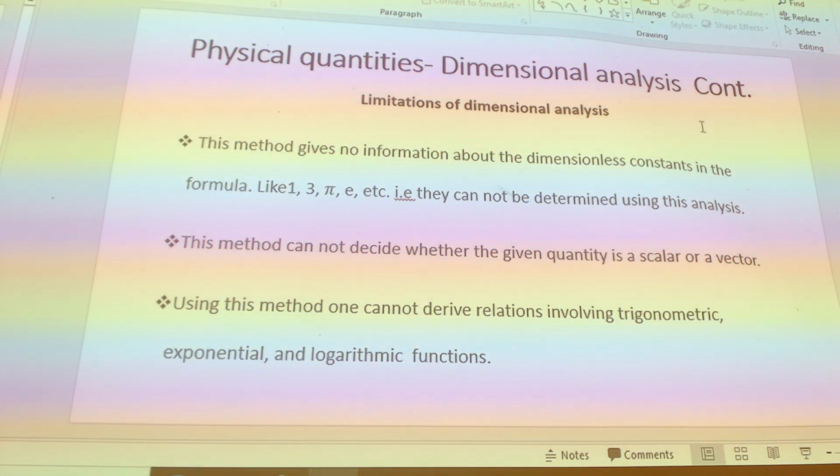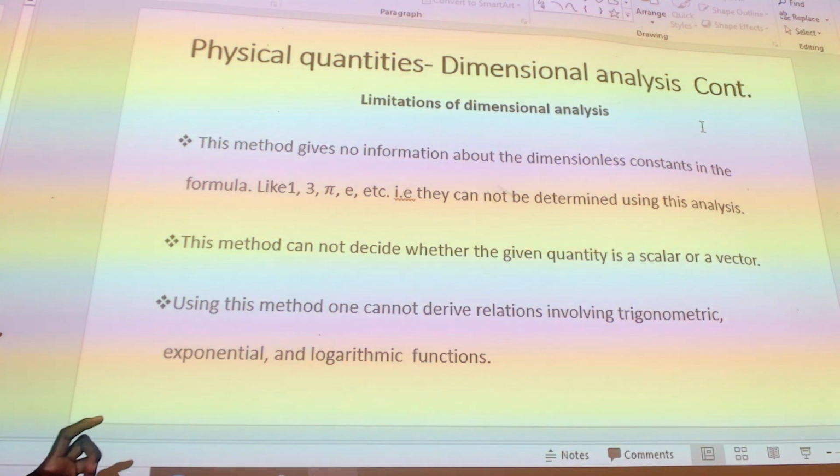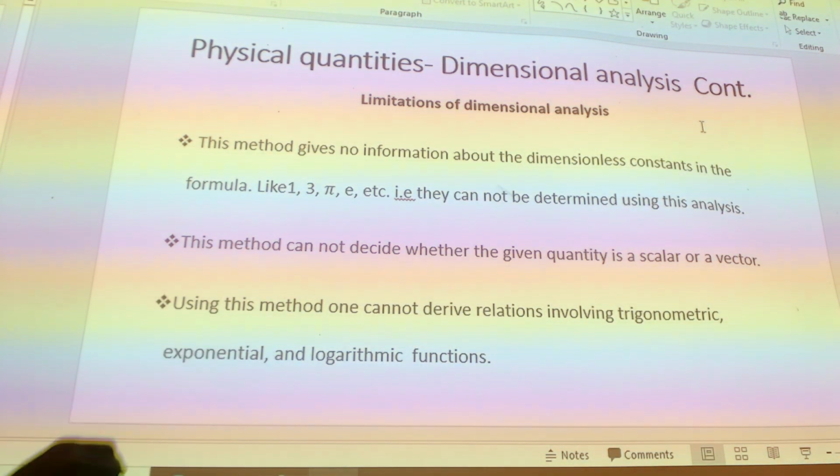The other limitation is that this method cannot decide whether a given quantity is a scalar or a vector. For example, the dimension of velocity is LT minus 1, and the dimension of speed is also LT minus 1. In reality, speed is a scalar quantity and velocity is a vector quantity. But in this case, both of them have the same dimension. If the words are not written, you just see LT minus 1, and we could say it is speed or velocity.